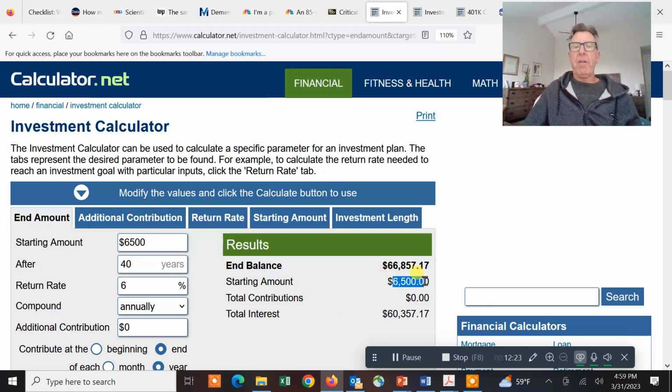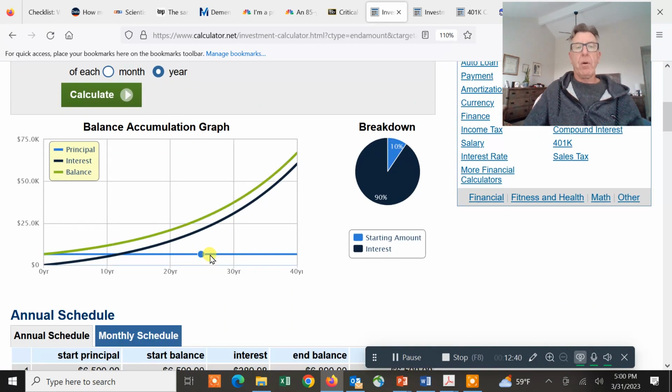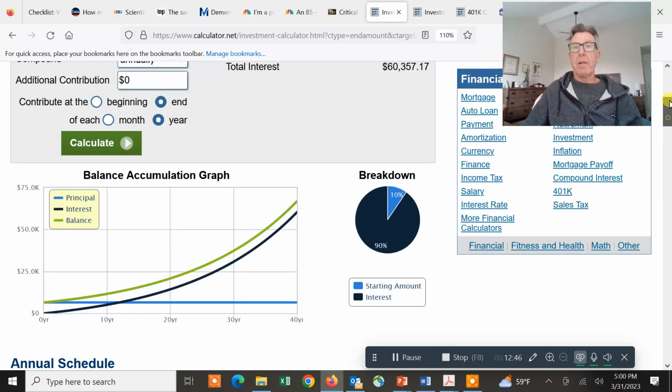So I put $6,500 in. For 40 years it sat there at 6%. Check that out. 10 times the amount of money, even though I didn't put any more money in. This again shows you right here, this is how much I put in. All the rest is interest. That's the beauty of compounding, guys.